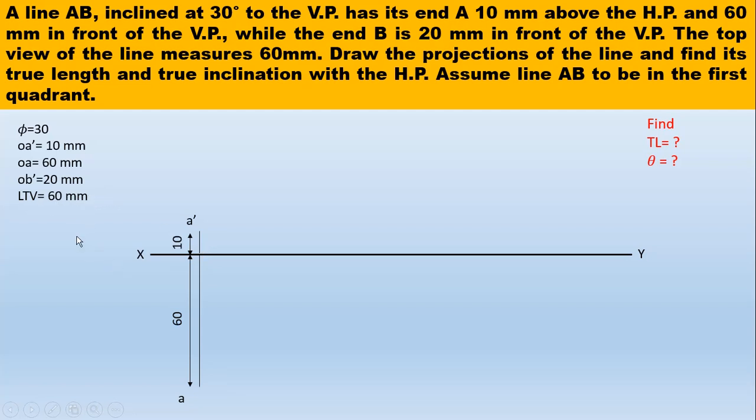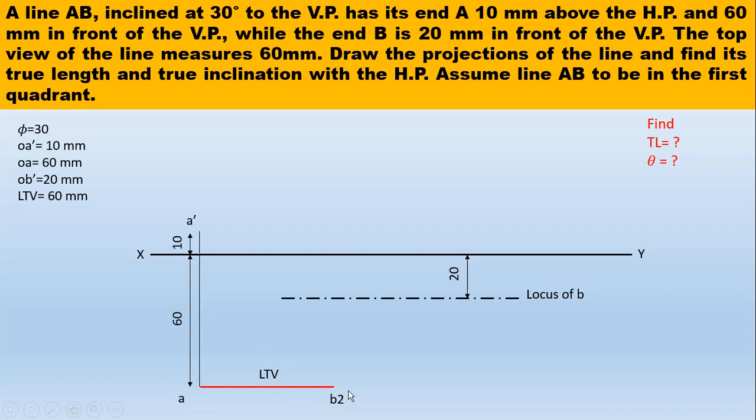So length of top view is 60 mm. Let's draw the line, ab2 equals 60 mm, the length of top view. Top view of the point B is given, that is 20 mm in front of VP. So that is nothing but the locus of point B, right? So let's draw that. Point B will lie 20 mm in front of XY. Now we have length of top view and we have locus of B. I think you can easily find the position of top view.